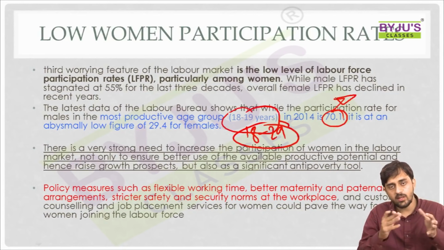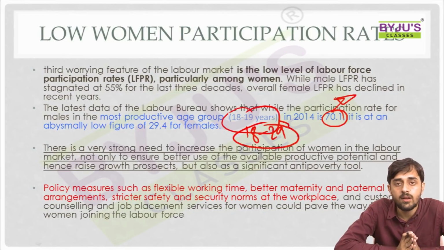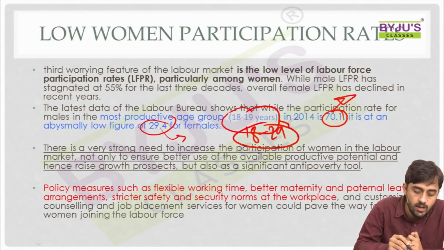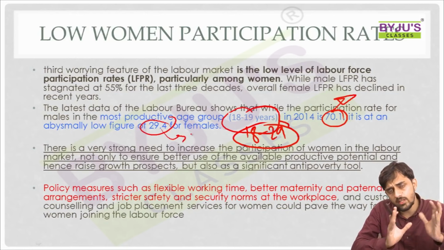So if you look into the 18 to 29 year age group and see the distribution of the workforce there, then you come to understand the glaring fact. The glaring fact is that of all the workers who come from the 18 to 29 year age group, 70% are actually males and only roughly 29.4% are females, or roughly 30% are females.